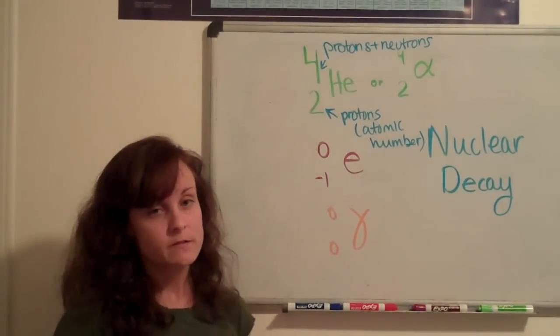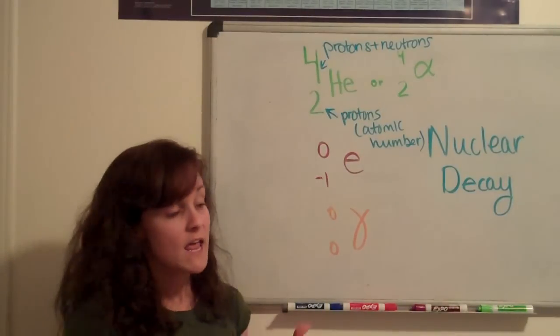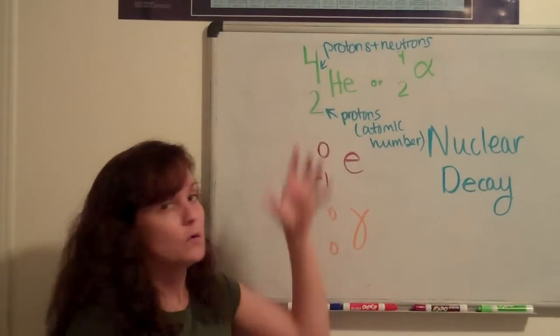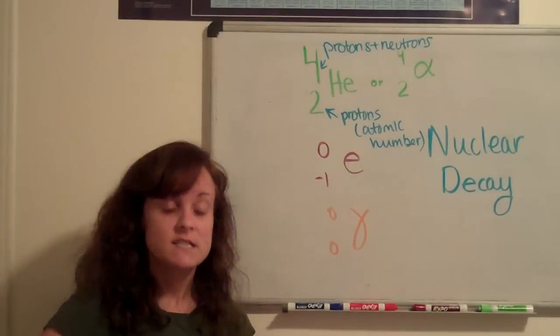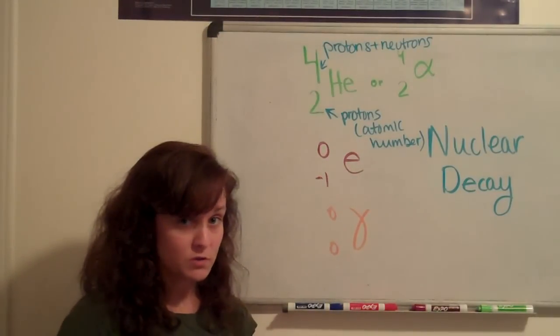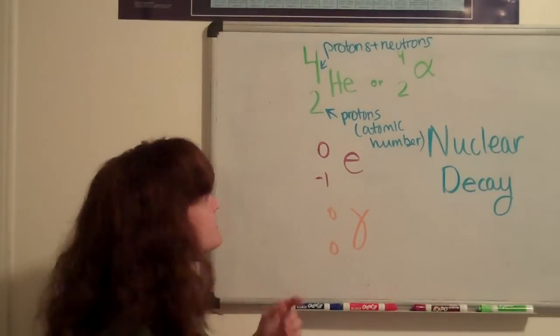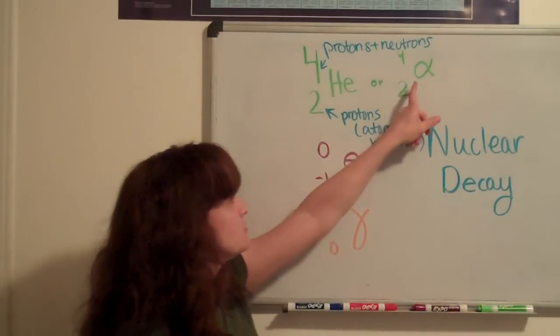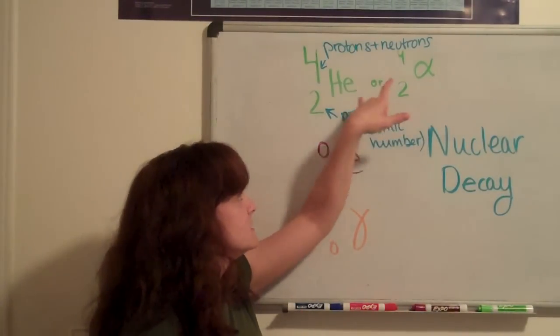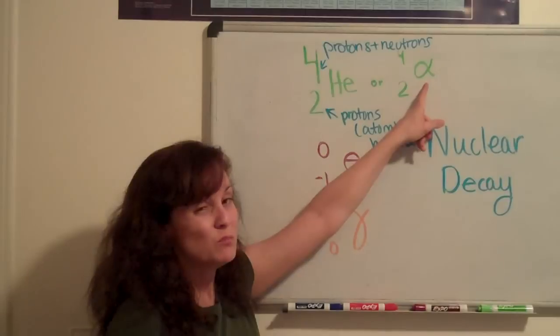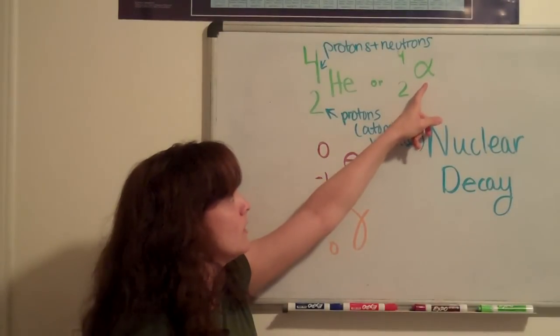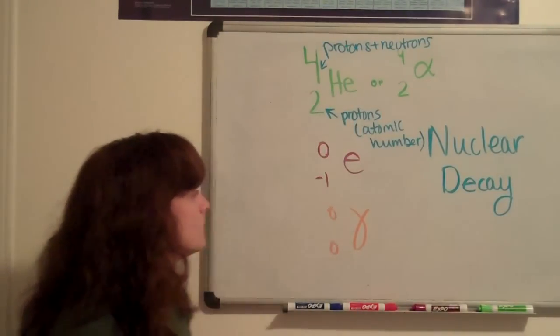Essentially, what is ejected from the nucleus during alpha decay is a helium particle. It's not really helium, but it's releasing 2 protons and 2 neutrons, which is a helium nucleus without the electrons. It's also sometimes written with the alpha particle instead of the helium. This is a Greek symbol for alpha, but they mean the same thing.